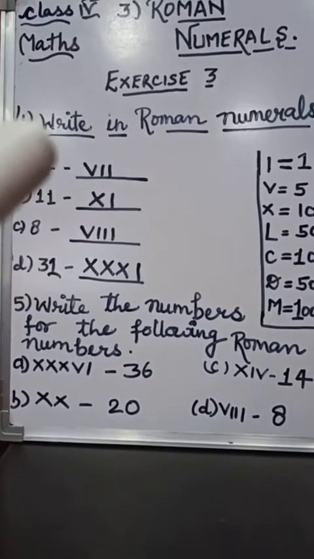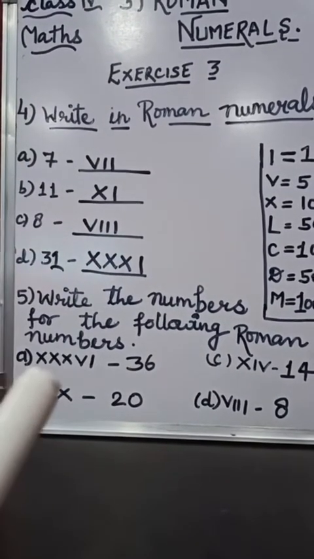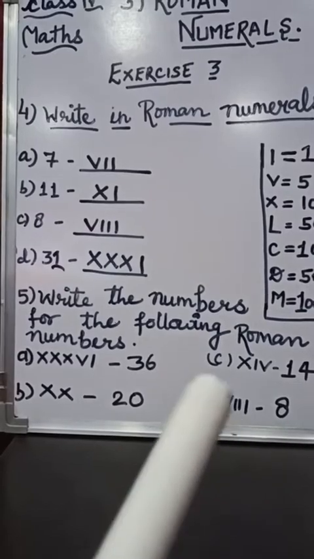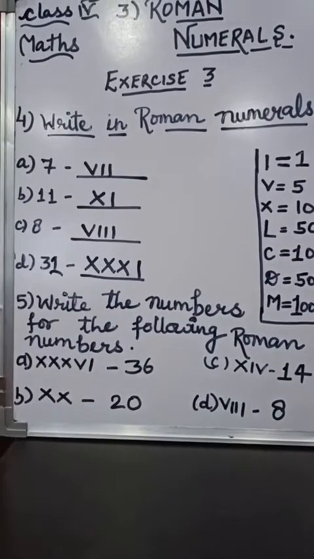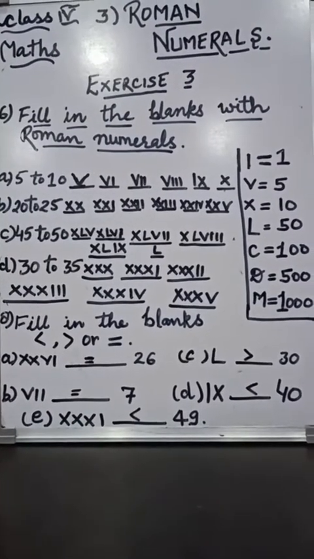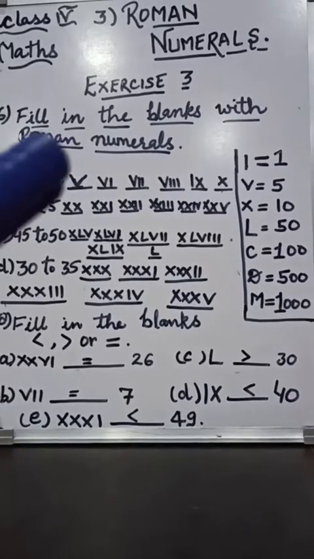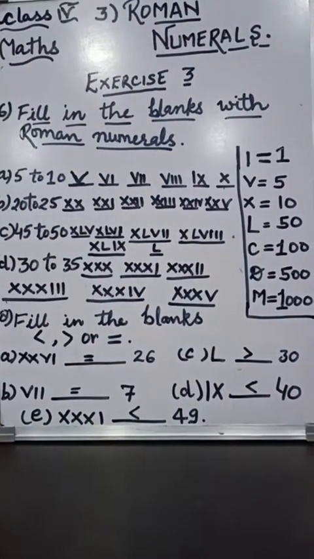So in question 4 and 5, from A to D here also, and in question 5 also A to D, and E and F is for your practice. Okay. Now students, let's see question number 6. So question 6 is fill in the blanks with Roman numerals.